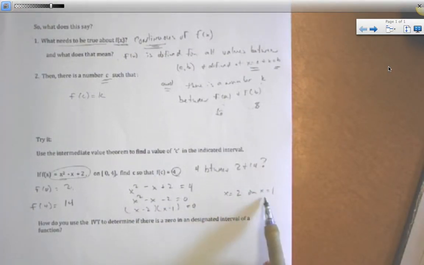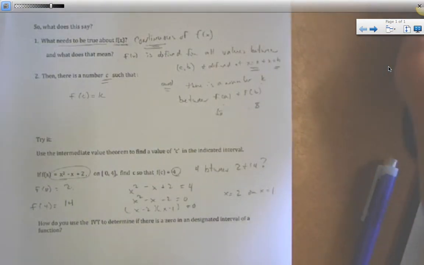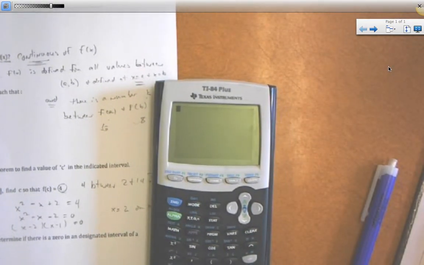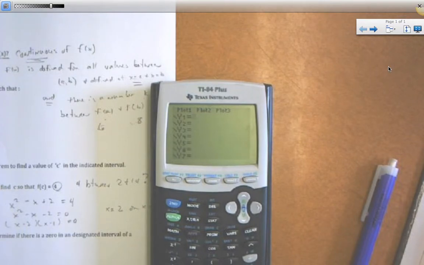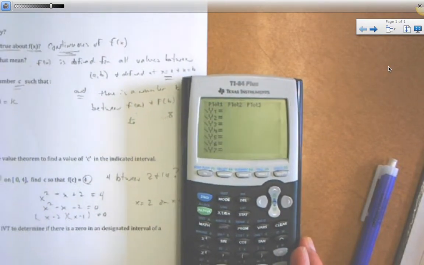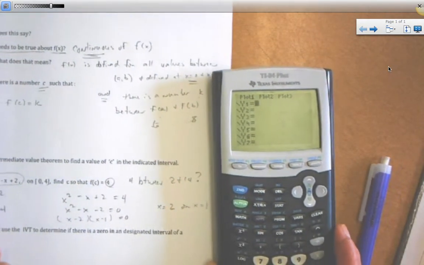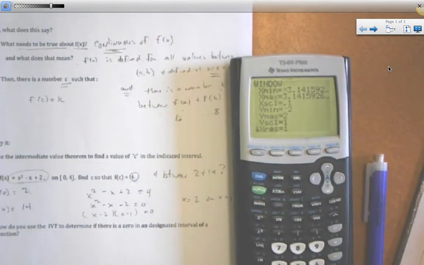Can it be two different values? All right, let's test that. Let's see if that makes a true statement. So go to your calculator, go to your y equals key, clear out any functions that are in there. All right. And let's type in the function given to us, x squared minus x plus 2. Go to your window.